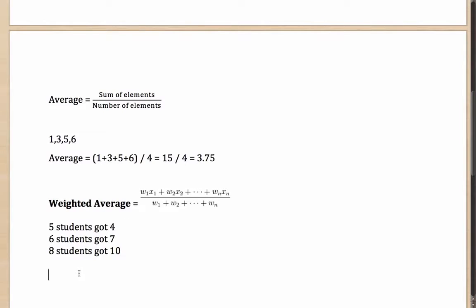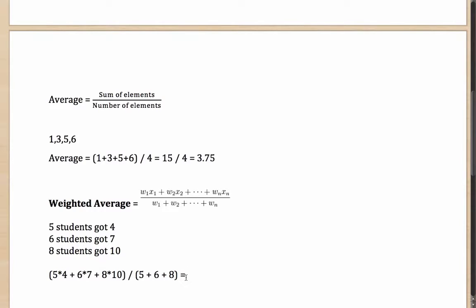This formula is nothing else, but it makes your addition faster. So I know that 5 students got 4. So the total marks scored by them were 5 into 4, or the weight that you assign to the mark 4 is 5 because 5 students got that. Very similarly, 6 students got 7 and 8 students got 10. So these were the total marks that they scored. How many students were there in total? 5 plus 6 plus 8.